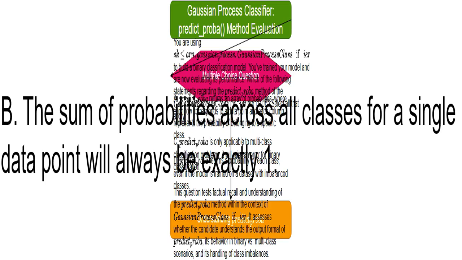Here, I am focusing on the meaning of probabilities. The probabilities provided by the method always add up to 1 for each data point. This is because they represent a probability distribution. The total probability of all possible outcomes, all classes, is always 100%, or 1.